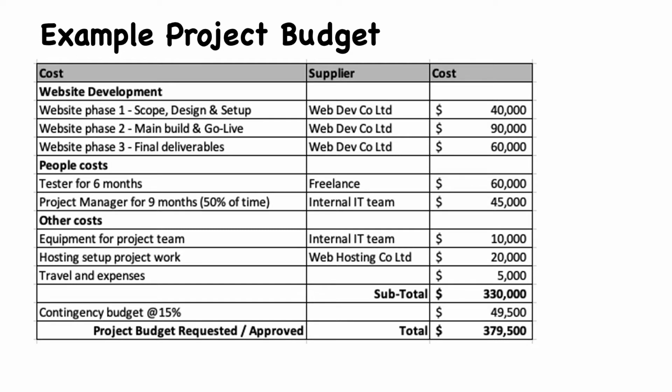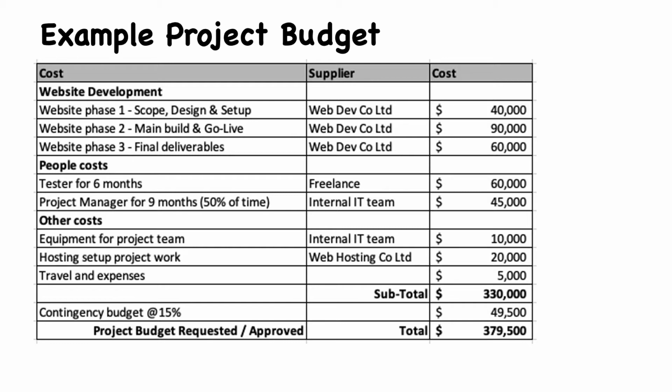In the next section, I've broken out a tester. We need a tester for the project, and I've put that in for 6 months. That's a freelancer, and we think that's going to cost £60,000. I've also got a project manager for 9 months, but I'm only using them for 50% of the time, and they're coming from our internal IT team. In this case, the IT team are charging us for the project manager. That's not always the case. Sometimes internal people are not always charged to your project, but that depends on your finance team and how they want to run the project. In the next section, I've broken out a whole set of additional costs.